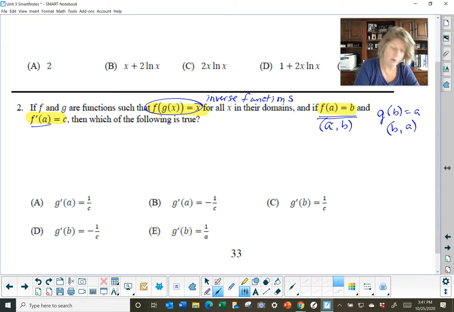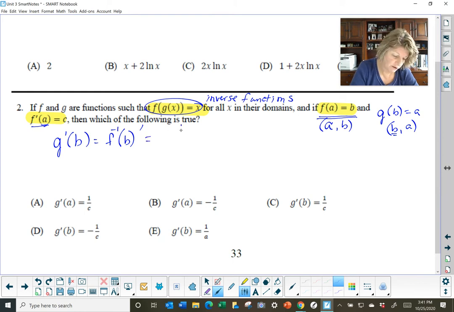And then they give me f prime of a. If they give me f prime, then I'm probably finding g prime. So let's do g prime. They give me a, so I'm going to start with b for my g prime. That's like saying the derivative of f inverse of b.